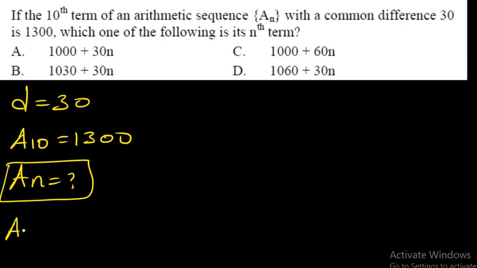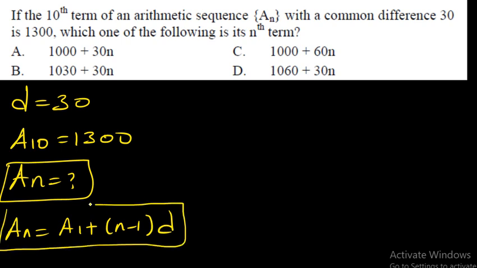But what's an? An means a1 plus n minus 1 times d. For this formula, what are the inputs, or the needed components? A1 and d. We know the d, but I don't have a1. Let's get it. From A10 I can get a1. A10 means a1 plus 9d.